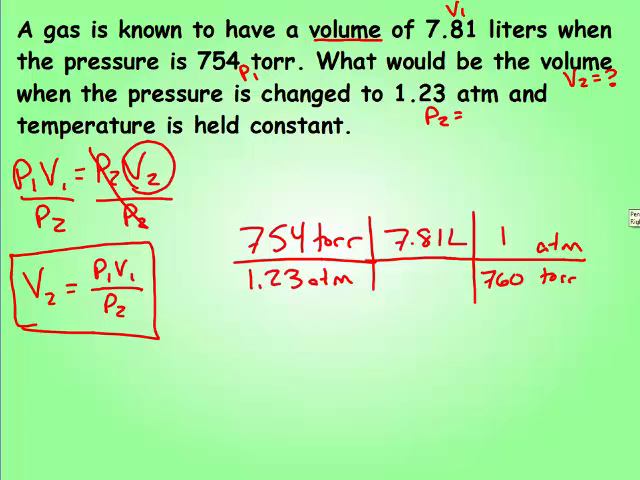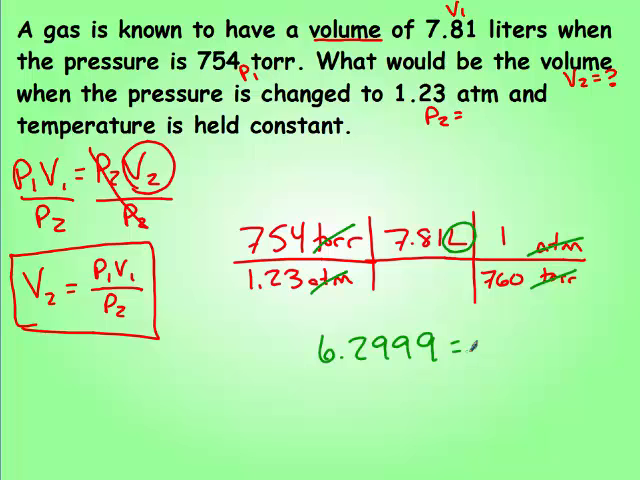Make sure that you're canceling your units. Again, that's the whole reason for setting it up in a dimensional analysis table, so I can see that torr cancel, ATM cancel, and I'm left with liters. So I plug that in the calculator. Remember, multiply everything on top, divide on bottom. So it should be 754 times 7.81 divided by 1.23 divided by 760. Make sure you plug that in the calculator and you should get 6.2999.